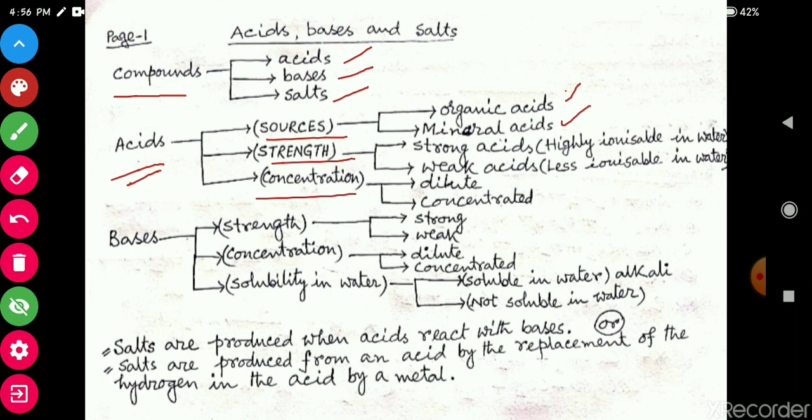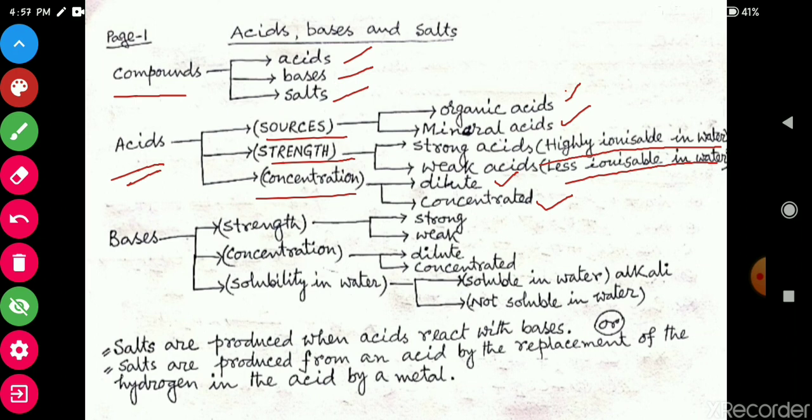Organic acids means sources are plants and animals. Mineral acid sources are minerals. On the basis of strength, there are strong acid and weak acid. Strong acids are highly ionizable in water, and weak acids are less ionizable in water. On the basis of concentration, the acid in lesser amount is called dilute acid, and in higher amount is called concentrated acid.